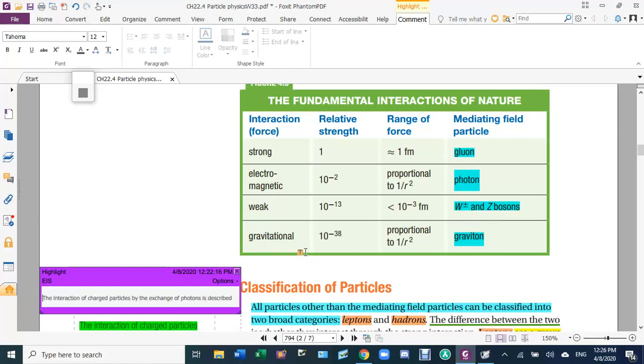Gravitational. Relative strength 10 to the power minus 38. Range of force proportional to 1 over r squared. Mediating field particles are gravitons.